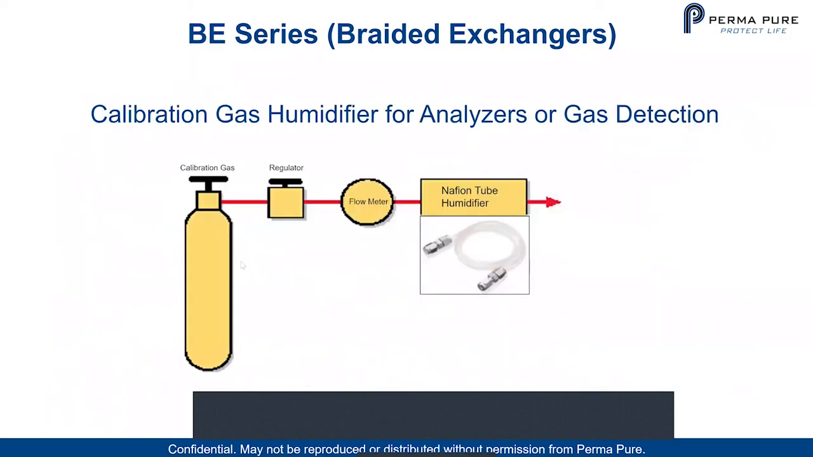So here's a very common application for these, which is calibration gas humidification for analyzers or gas detection. There you see a calibration gas in a bottle with a regulator and a flow meter. And then before we go to the analyzer, or when we want to calibrate a gas detection system, we put the Nafion tube humidifier in line, and it extracts the moisture from the outside air and humidifies the gas stream.